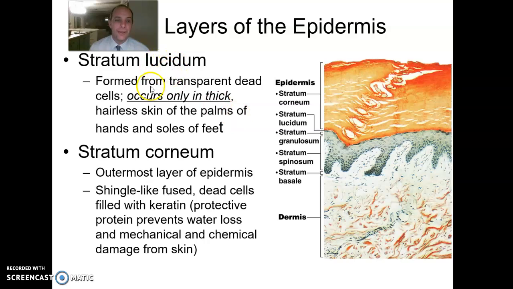And you'll see the stratum lucidum, formed only of transparent dead cells, occurs only in the thick hairless skin of the palms of the hands and soles of the feet. That's the only place you're going to find this. And the stratum corneum is the outermost layer of skin, which is much more prevalent.